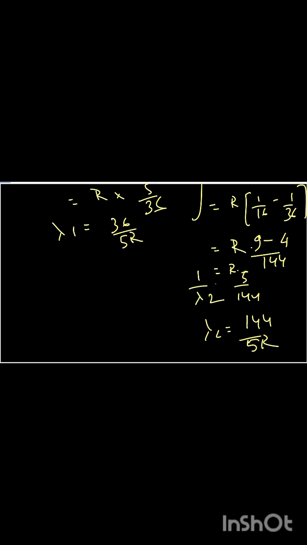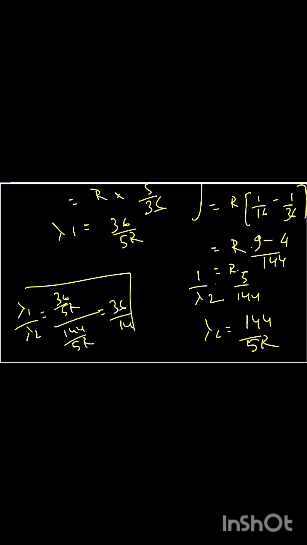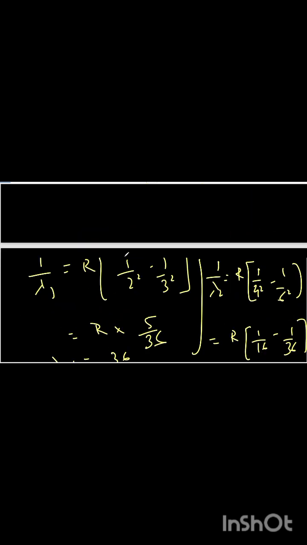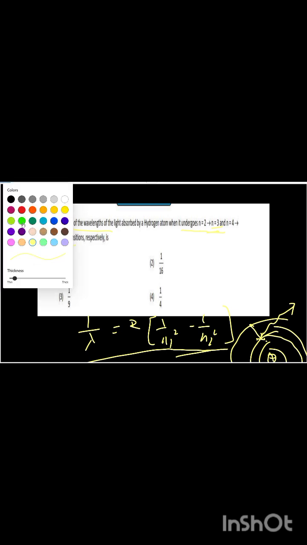This was 1 by lambda 2. We have to find the ratio of lambda 1 by lambda 2. So it is 36 by 5R divided by 144 by 5R. That is 36 by 144, and it comes out to be 1 by 4. Is there any option of 1/4? Yes, the option is option D. So the correct answer is option D.